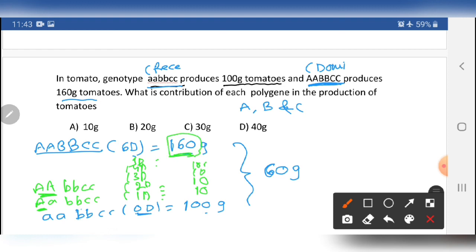The question is, what is the contribution of each polygene in the production of the tomato? Each polygene, that is each one, contributes about 10 grams. So the answer will be 10.